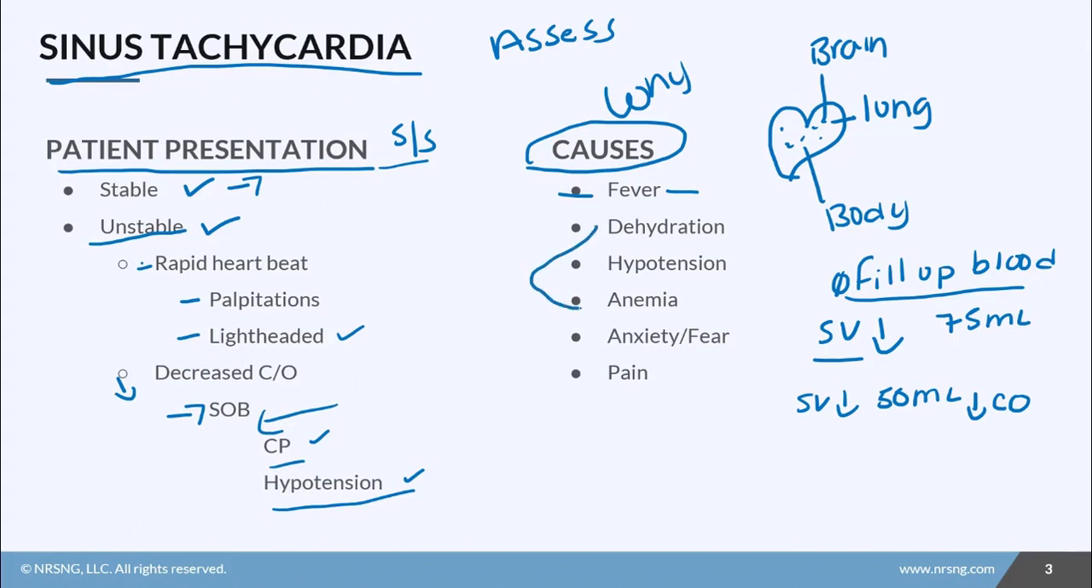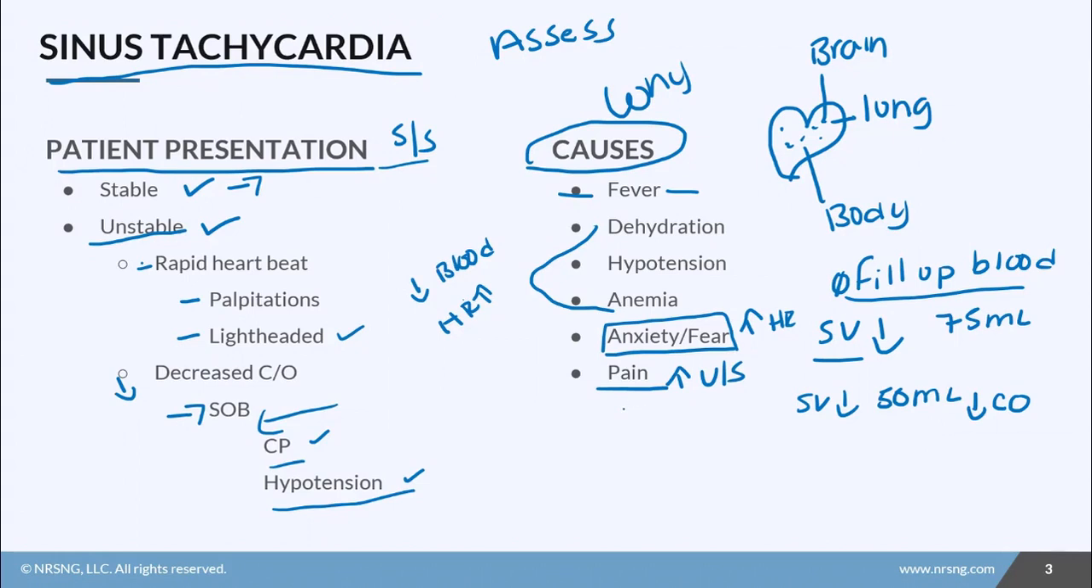Dehydration, hypotension, and anemia. What this does is it decreases the blood volume in the circulatory system. So because of that, the heart will compensate and it increases so that it can increase the cardiac output. Anxiety and fear. Do you remember that good old fight or flight? Well, when that kicks in because of anxiety and fear, it just increases the heart rate. And pain. Pain increases all vital signs, but specifically tachycardia.